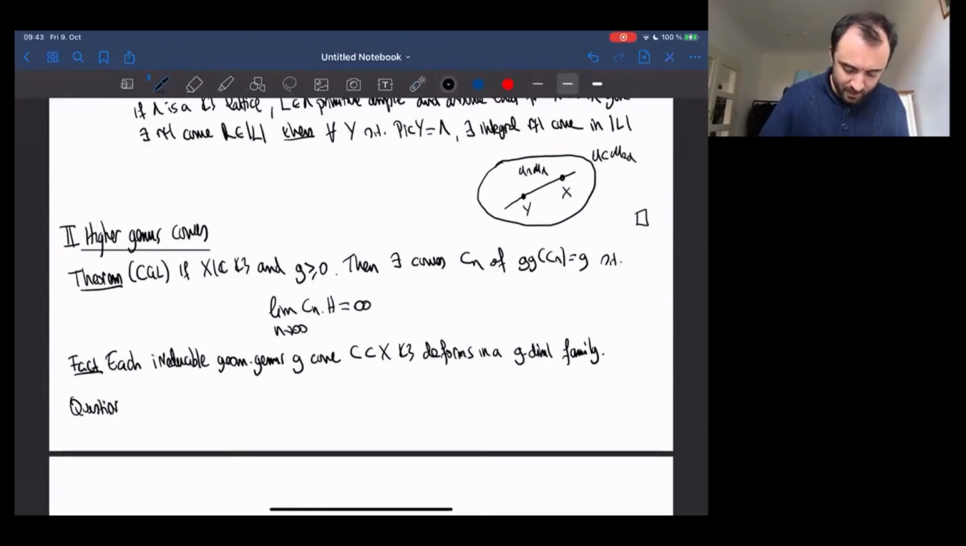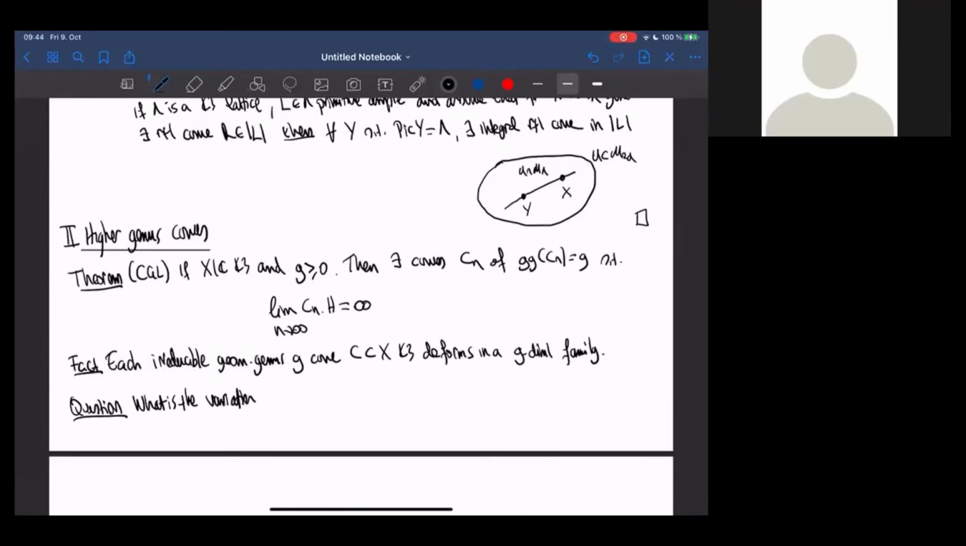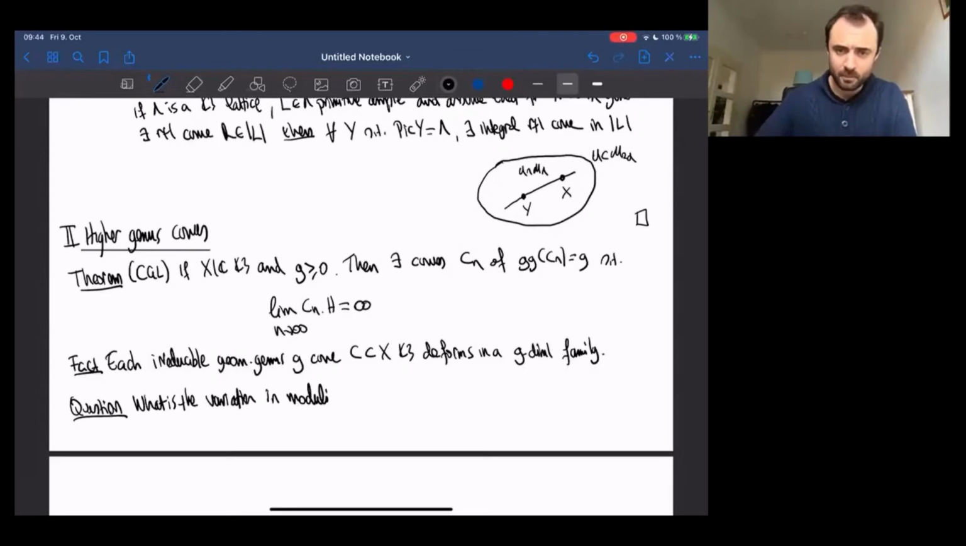as I just said, every genus G curve deforms in a G-dimensional family. What can we say about the deformation moduli of this family? So what is the variation in moduli of the above constructed curves?